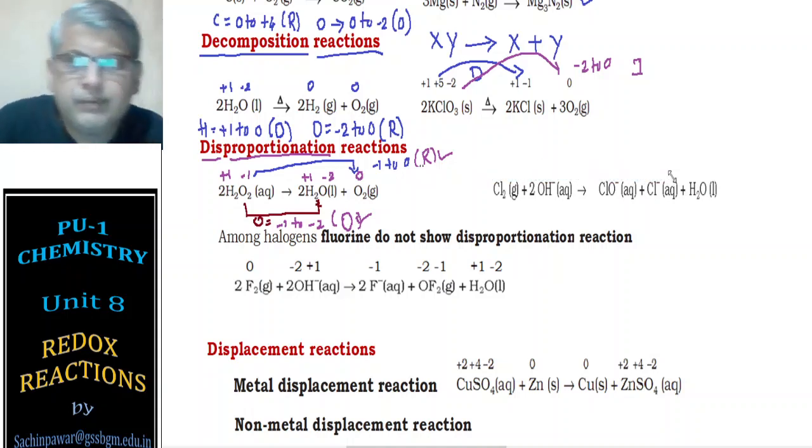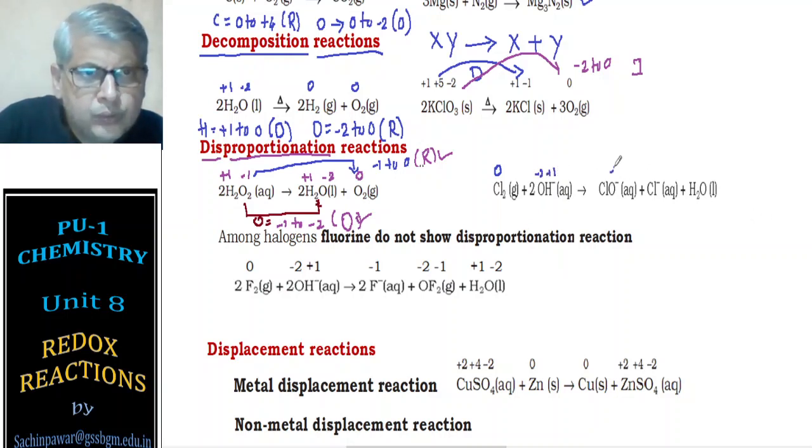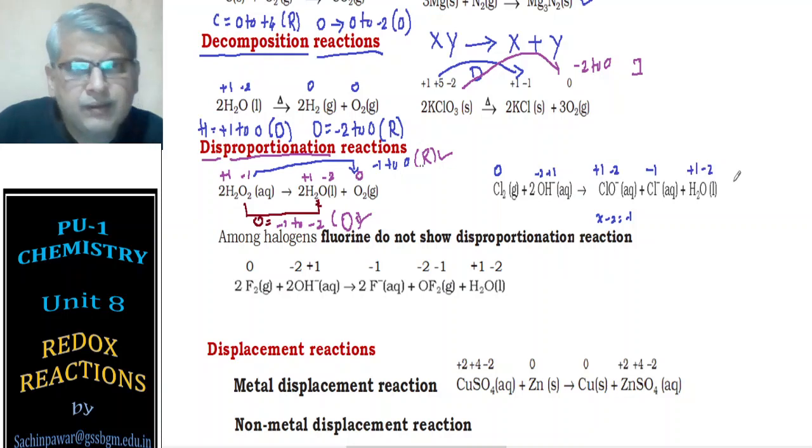Just see here, the oxidation number of chlorine is 0 because it is in the elemental state. Oxygen here is -2 and hydrogen +1. Here the chlorine in the hypochlorite ion: x - 2 = -1, so x is +1. And the other chlorine is the chloride ion, -1 only. Okay, check it out.